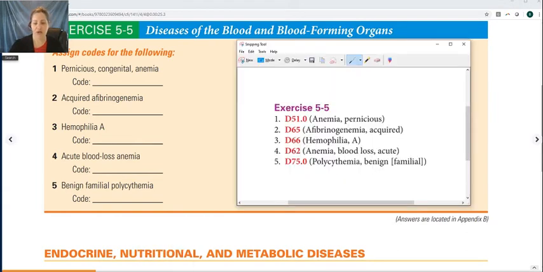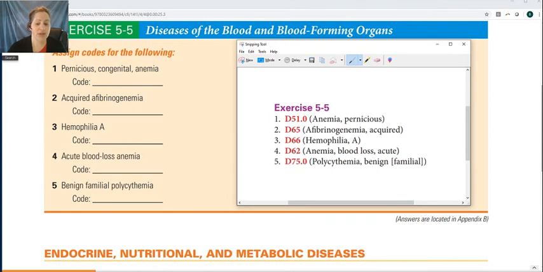Okay, here are your answers for these 5 questions. And not only are these the answers, it also tells you where in the alphabetical index that code was found. So for number 1, you would look up anemia, and then you would go to pernicious, and that's where you found it. For the next one, afibrinogenemia, and then acquired. Hemophilia, and then type A, okay, etc.